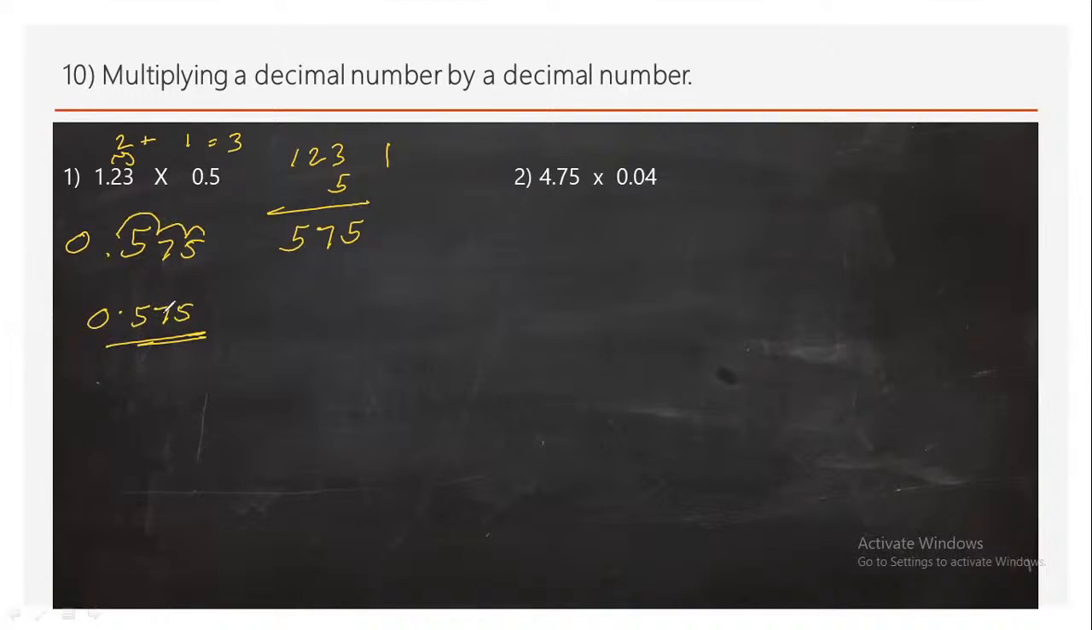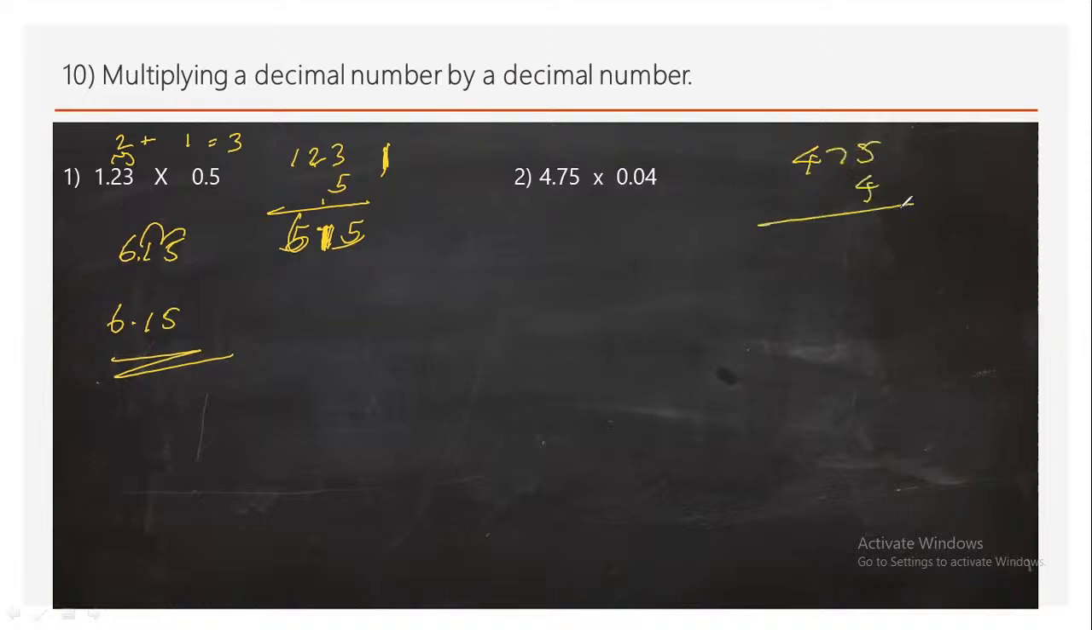Again multiply. 123 multiplied by 5. 5 times 3, 15. 1 remaining. 5 times 2, 10. 10 and 1, 11. 1 remaining. 615, right? Sorry, yeah. 615. 2 decimal places. 1, 2. 6.15. This is the answer here.